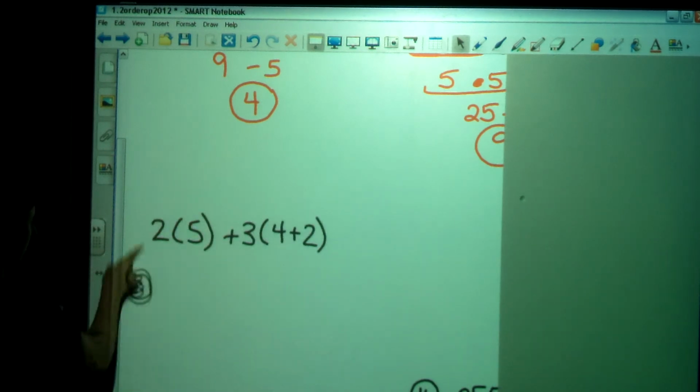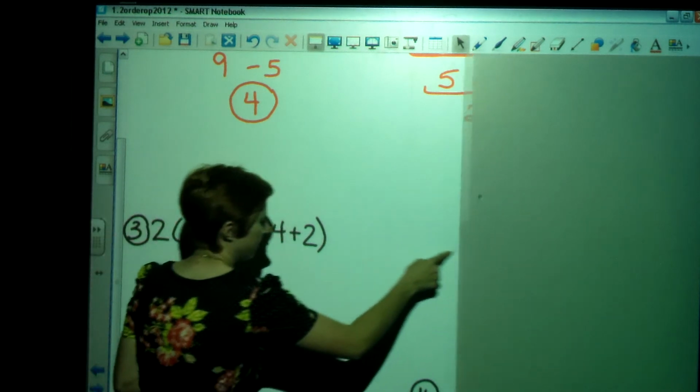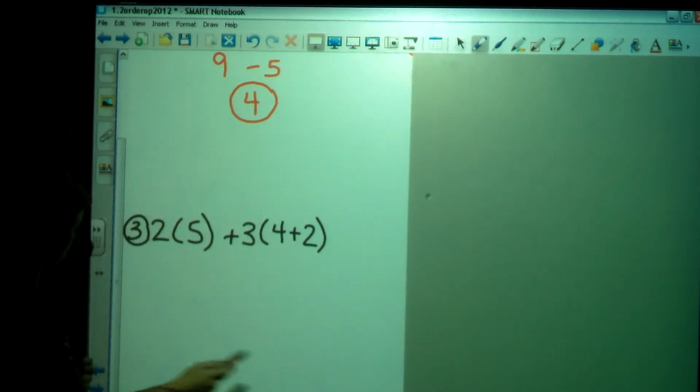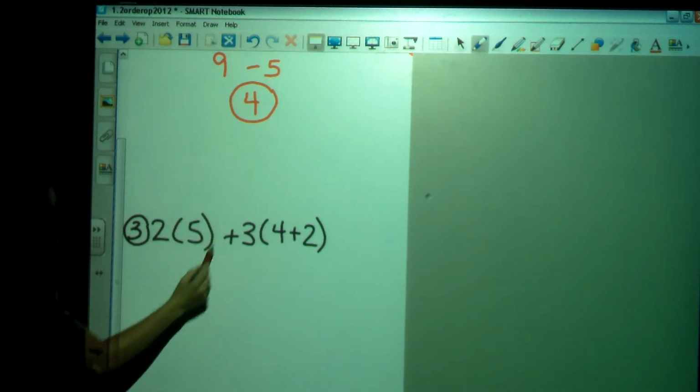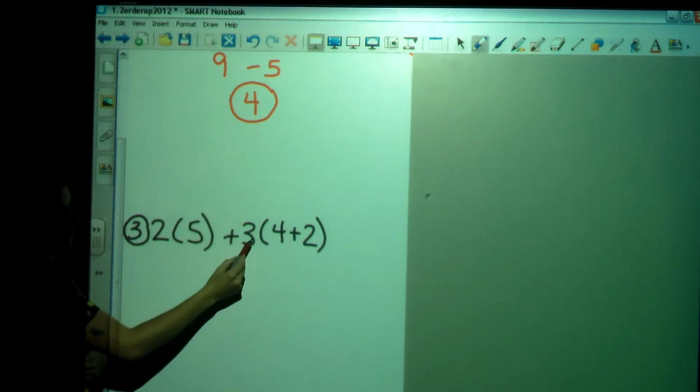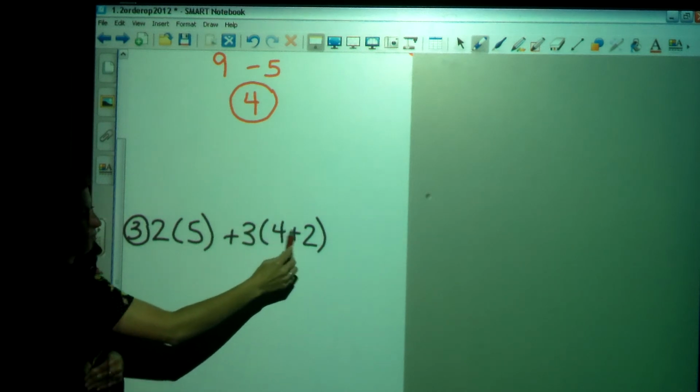Okay, we're just going to do this number. Alright, number 3. We have 2 and then parenthesis 5 plus 3 and another parenthesis 4 plus 2.